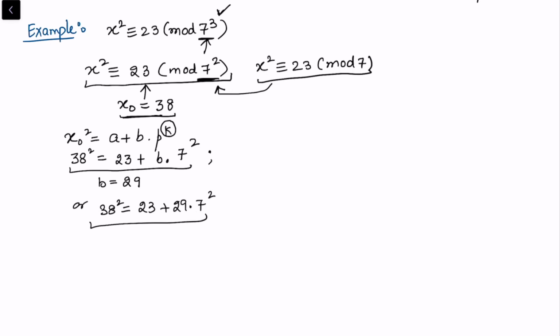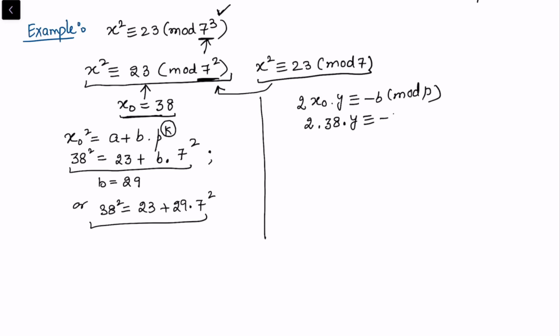Once we know the value for b, now I can construct the linear congruence. The linear congruence is 2 times x naught into y is congruent to minus b modulo p. This means it is 2 into x naught, which is 38, y we need to find, minus 29 modulo p. This value is 76y is congruent to minus 29 modulo p, and in this case the prime is 7.